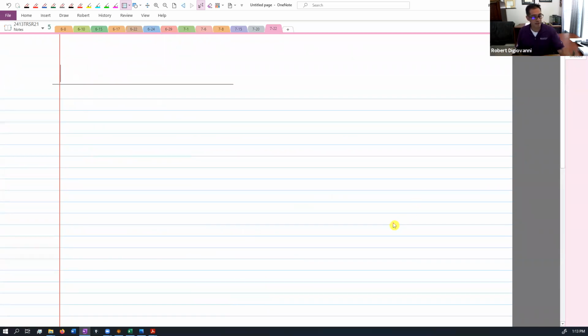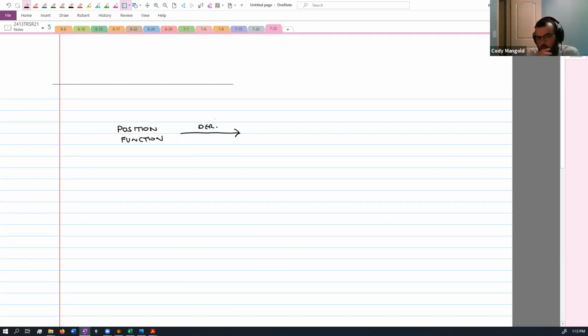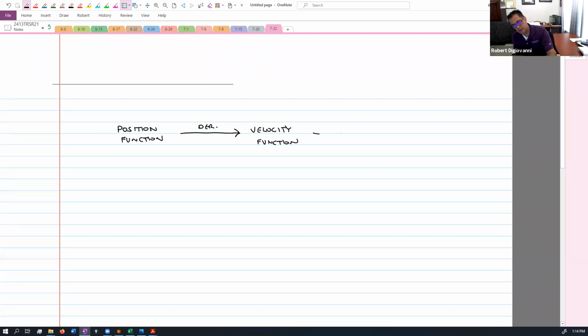So when we were doing derivatives earlier, I told you something. I said, let's say you have a position function. If you take the derivative of that, what does it give you? Speed. It's the velocity function. And if we take the derivative of that, what do you get? Acceleration. The acceleration function.